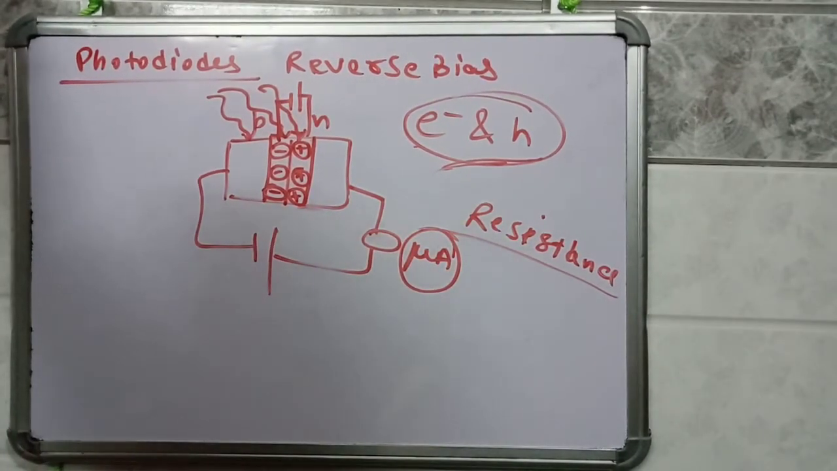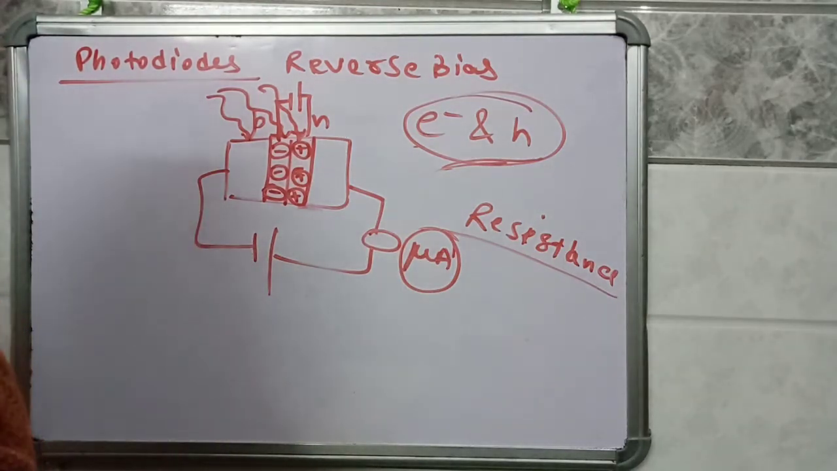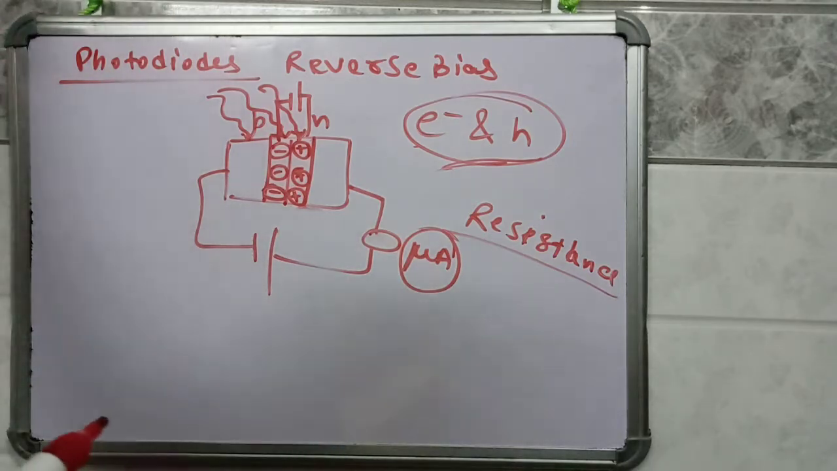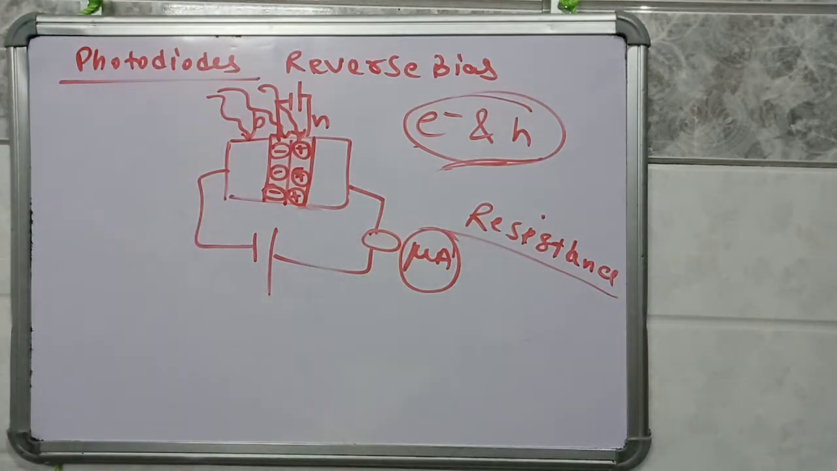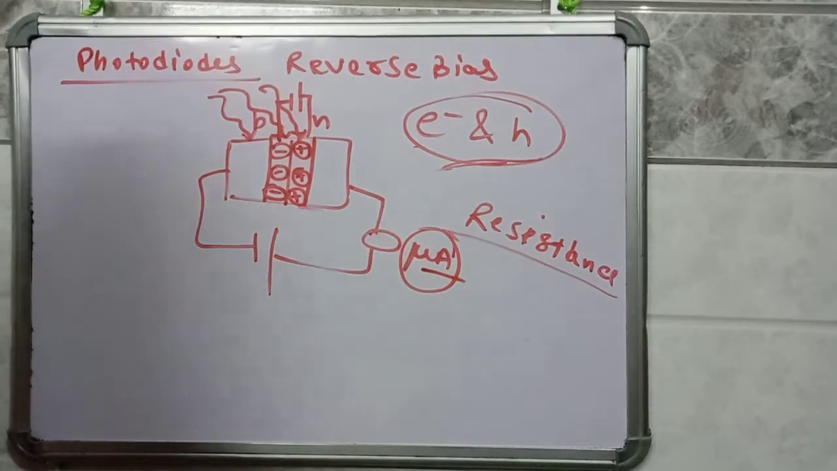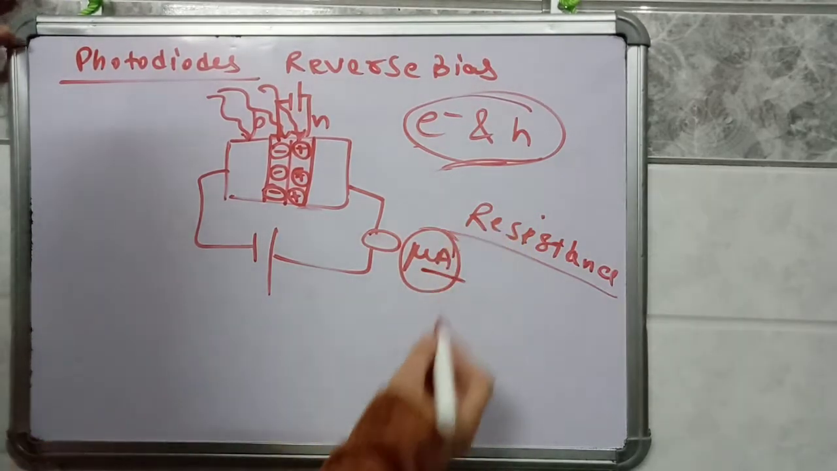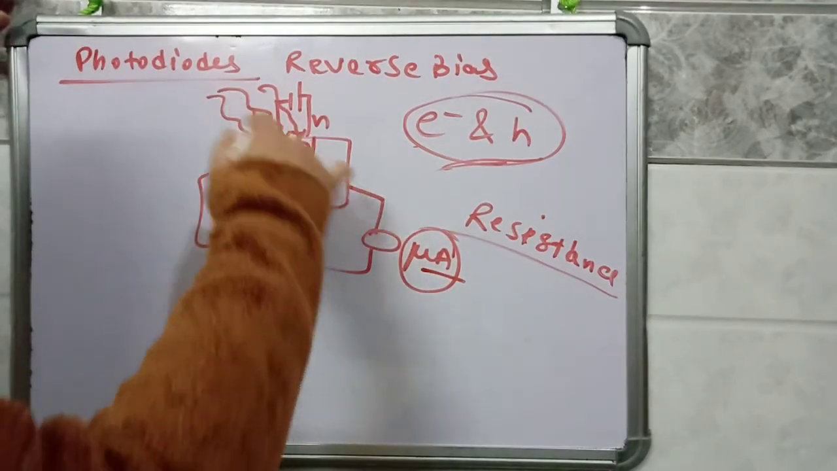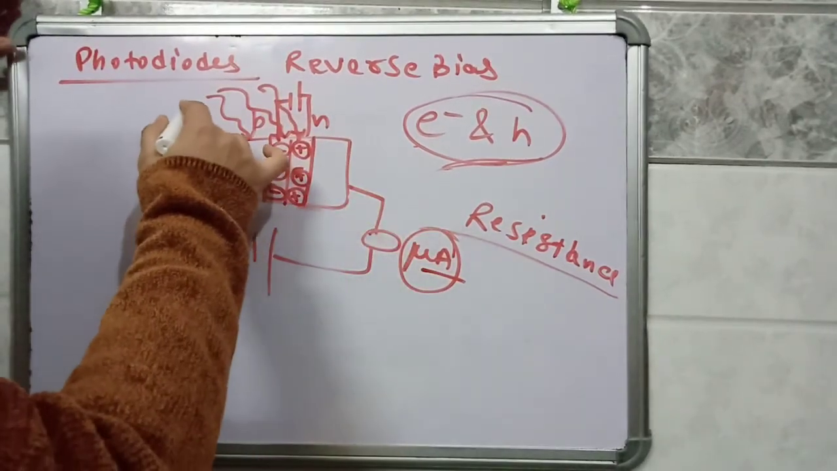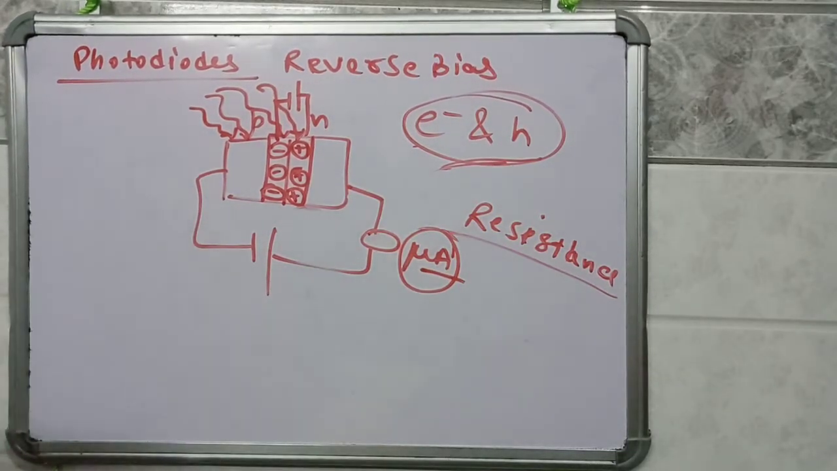So in photodiodes, light of suitable frequency is incident on the PN junction diode, electron hole pairs are generated, and they are reverse biased. Photodiodes are reverse biased. By measuring the change in current, we can identify how many photons are incident on it, or what is the intensity of incident radiation.